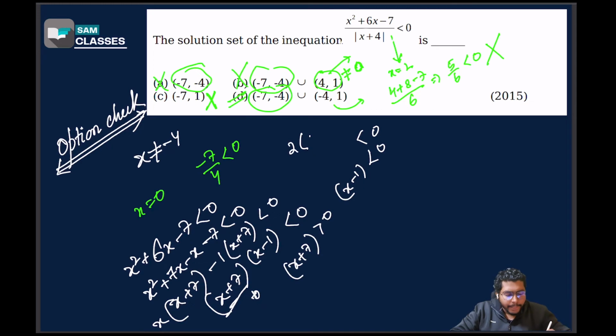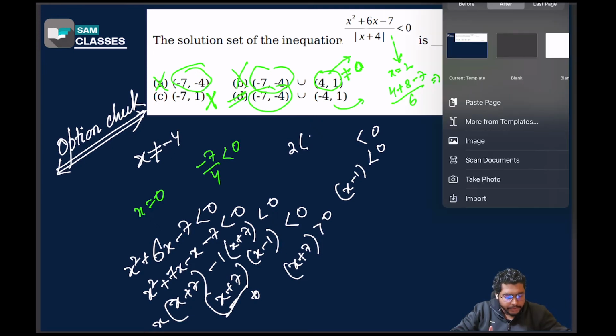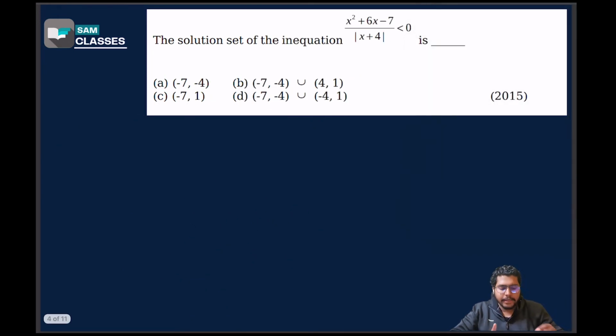So let's again understand how I will do it in 30 seconds. I'll not do anything, I'll just go by option check. Students, I'll create one more question like this, and in case I'm writing the exam, with 30 seconds available, I'll directly go with option check.